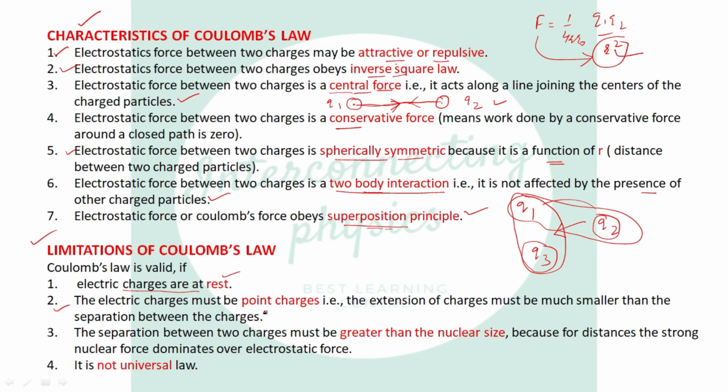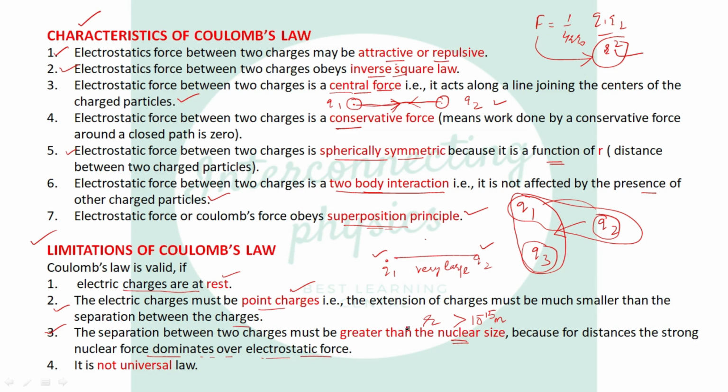Number 2, electric charges must be point charges, meaning the distance between two charges Q1 and Q2 should be very large compared to the size of the two charges. Then the two charges are said to be point charges. Number 3, the separation between two point charges must be greater than nuclear size. You know, nuclear size is 10 raised to power minus 15 meter. So the distance between two charges must be greater than 10 raised to power minus 15 meter. If it is not so, then nuclear force dominates over the electrostatic force.